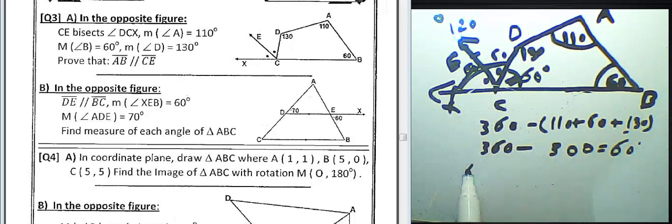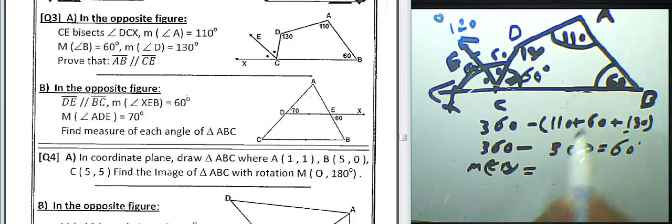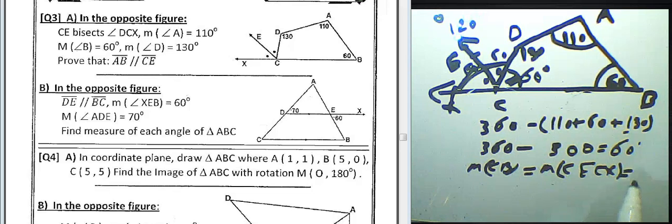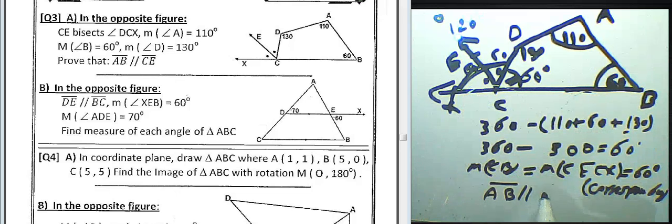And we know the measure of angle B here. You can observe that the measure of angle B equals the measure of angle ECX, equals 60 degrees, corresponding angles. We have corresponding angles. Then AB will be parallel to CE, the ray CE. Okay.